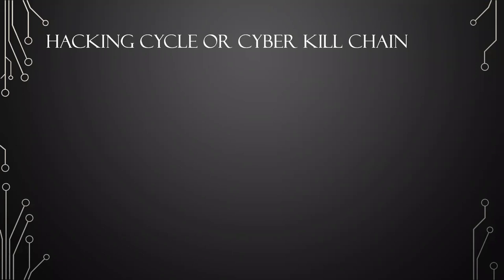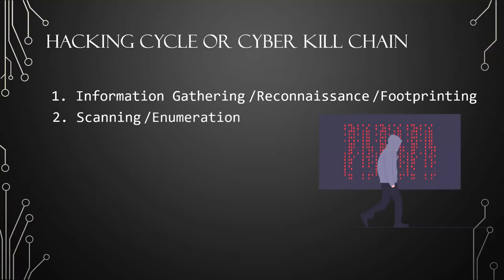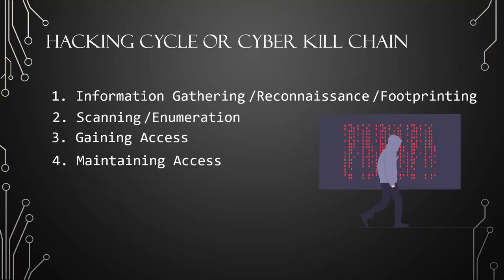So the first step in the hacking cycle or cyber kill chain is information gathering. Sometimes it can also be referred to as reconnaissance or footprinting. The second step is known as scanning. It can also be referred to as enumeration. The third step is gaining access. The fourth step is maintaining access. And the last step is reporting or clearing traces. Now, again, let me briefly discuss each of these steps one by one.